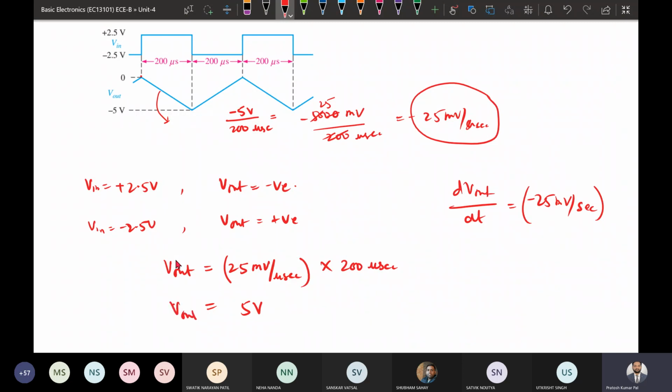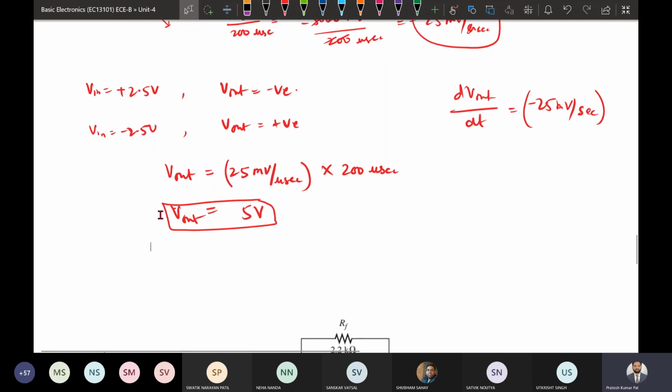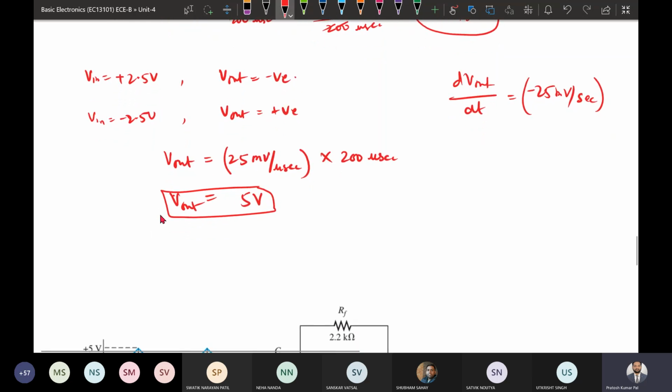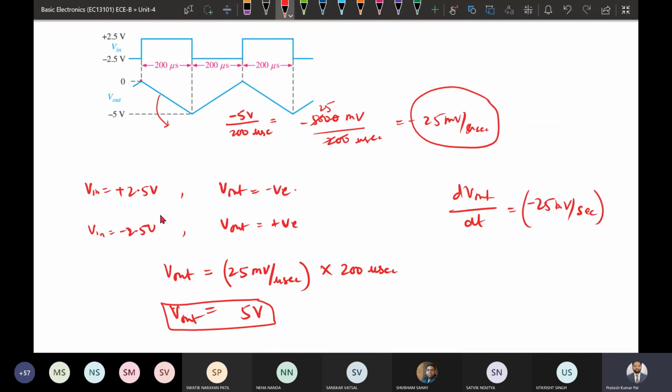So V output will be coming out to be 5 volt. During the time the input is at plus 0.5 volt, the output will be going from 0 to minus. Because there is a negative slope, the magnitude of the output will be 5 volt. Initially it will be 0, and then it will go to minus 5 volt. Once it is minus 5 volt, for positive slope it will go from minus 5 to 0. That means there will be a change of 5 volt taking place.